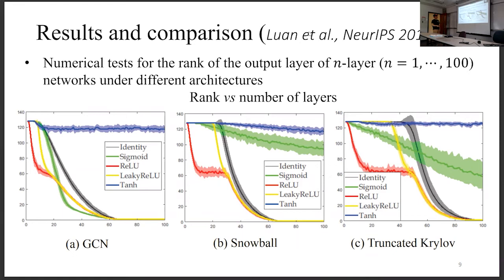And we conduct the numerical experiments again on the snowball and the truncated Krylov architectures. We can see that suppose we have a ReLU activation function, that is the red line. Although we still have the loss of rank, the convergence of the rank is much slower in the snowball architecture and truncated Krylov architecture, even with the ReLU activation function. And for the blue one, the hyperbolic tangent function, they are all good on the three different architectures. And we also observe that even with the identity activation function, that is, with no non-linearity, the gray curve still converges pretty slowly.